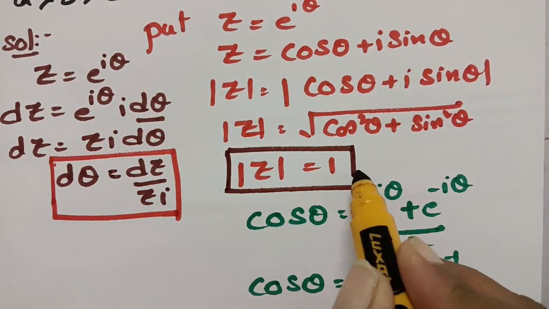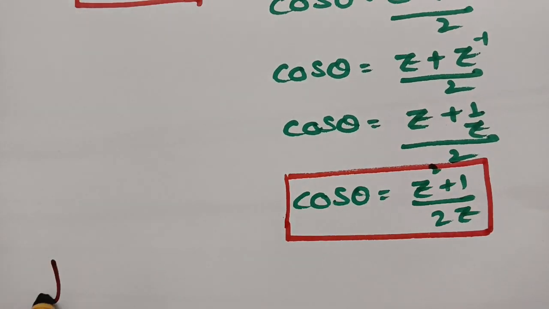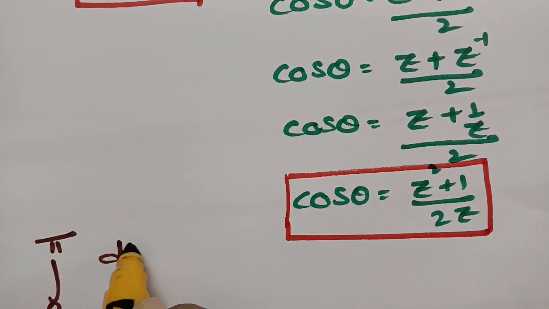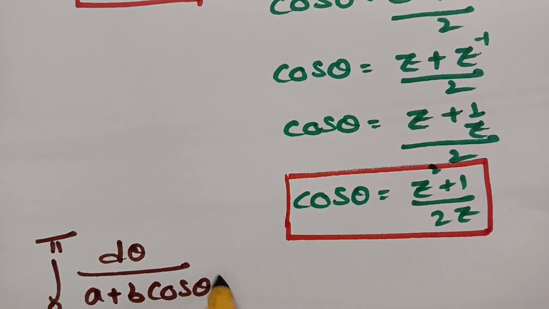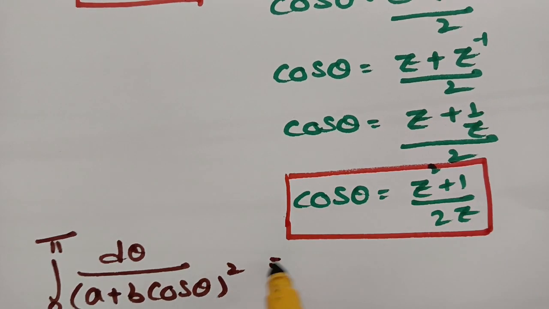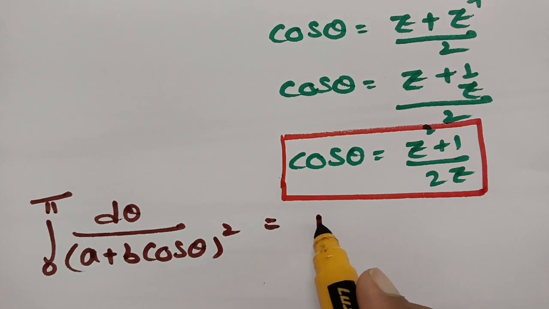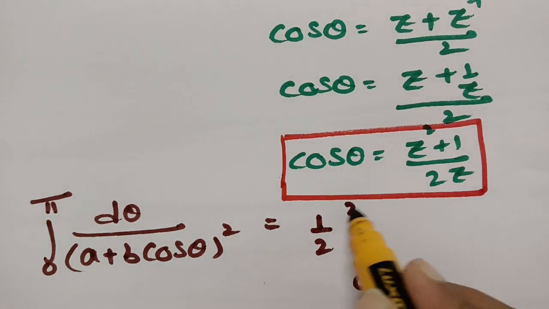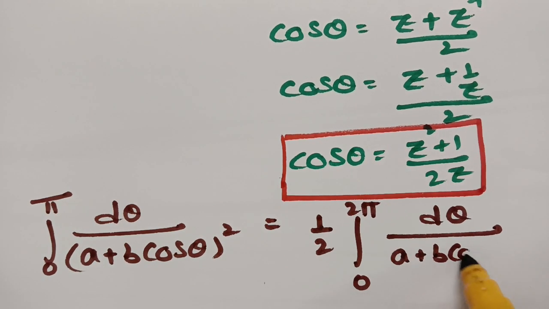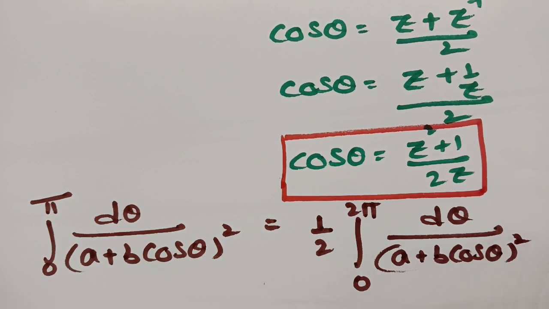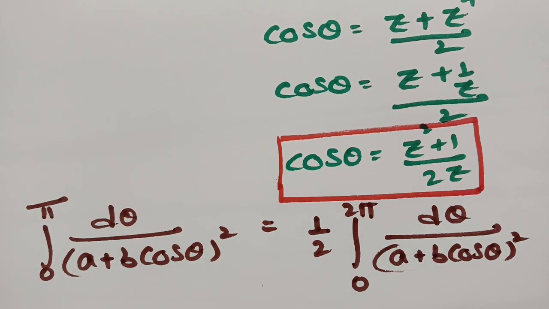So now we have to solve this one. Which one do we have to solve? The integral 0 to pi of d theta by (a plus b cos theta) whole square. Here it is 0 to 180 degrees, so this can be otherwise written as half times the integral from 0 to 2 pi of d theta by (a plus b cos theta) whole square. Now in order to solve this, I'll solve this because both the values are the same.